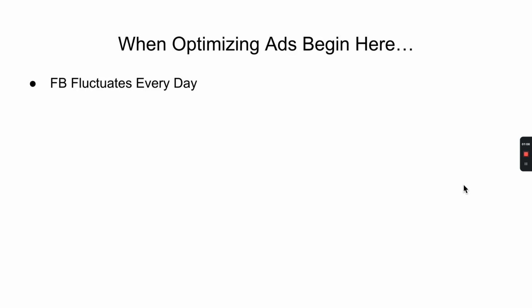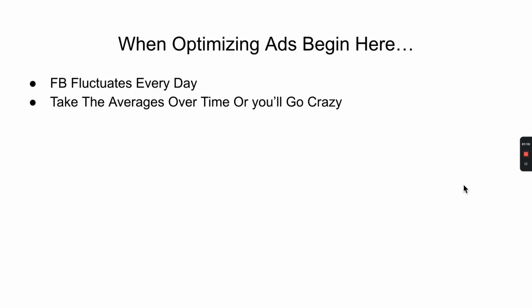So the first thing that you need to understand is Facebook fluctuates every single day. Please take the averages over time or you will drive yourself crazy. I have had people who have told me, I think my ad is doing horrible. We'll take a look at it and it's only spent $50. That's not enough time, okay? You need to give it time. And one of the reasons is because of that first point, Facebook fluctuates every day.